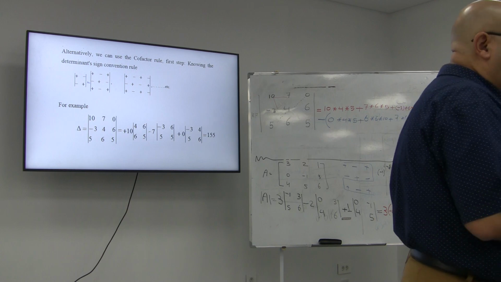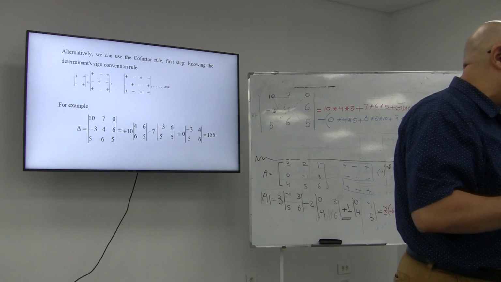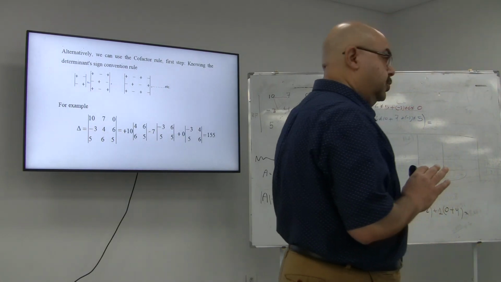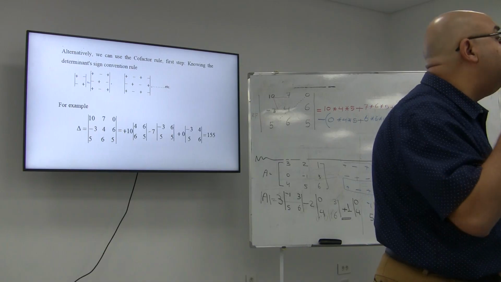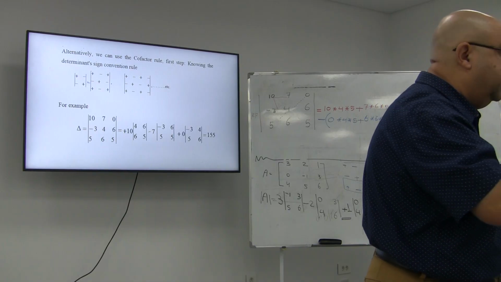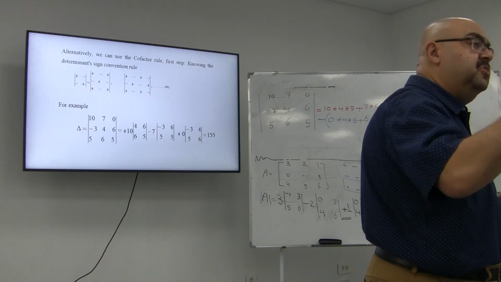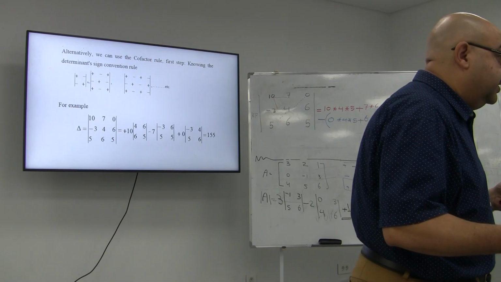For a 3 by 3, you have 2 ways. Either use the cofactor method, which I don't recommend for a 3 by 3, or I can go through Sarrus' rule. Of course, for a 4 by 4, you can't use Sarrus' rule on it. Sarrus' rule works on a 3 by 3. There are other methods in order to evaluate a larger dimension than this.